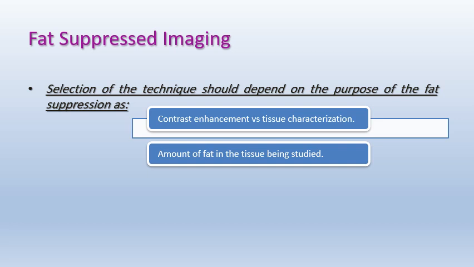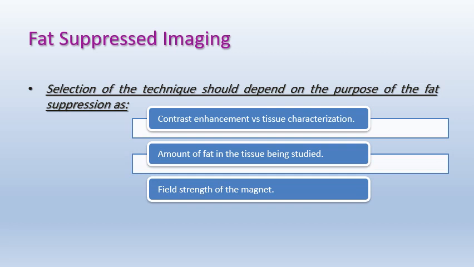Another important point is the amount of fat in the tissue being studied. You need to study macroscopic fat or microscopic fat. Also, what's the field strength of the magnet? Are you using a high field strength like 3 Tesla or a low field strength like 1.5 or 0.5 Tesla?